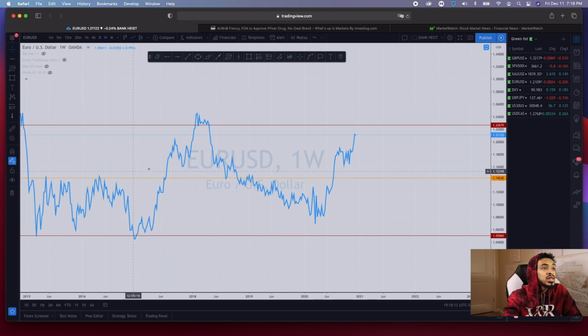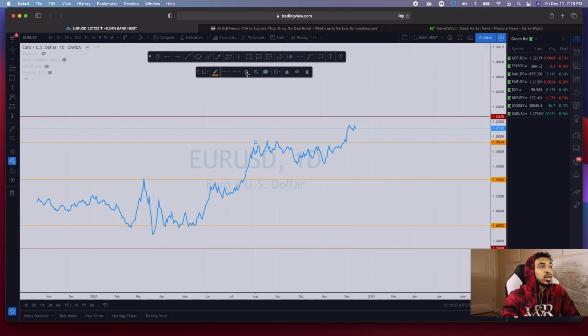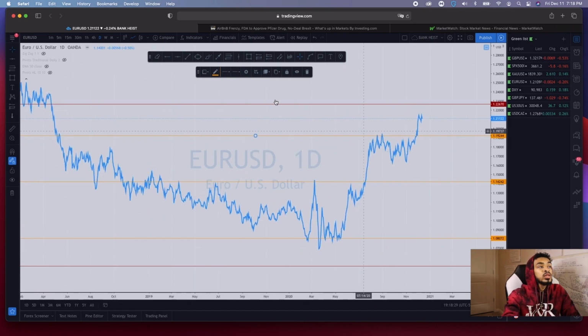So on the weekly, we can see that's a key level, and then also we can see that this is a level of support right here, and this is a level of resistance. So like I said, we don't really need a whole bunch of lines on our chart, right? So daily, do the same thing.